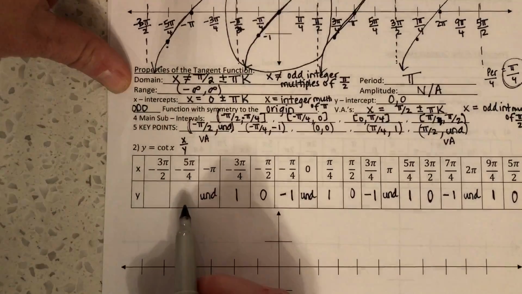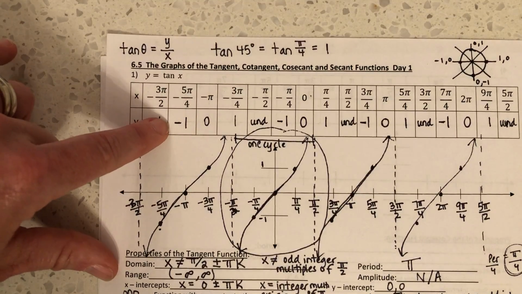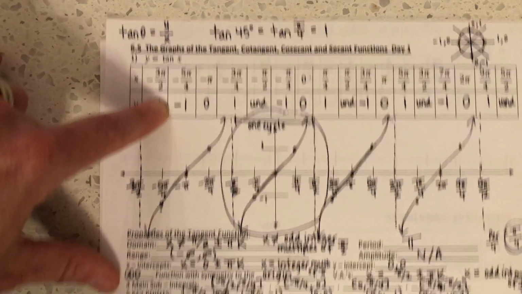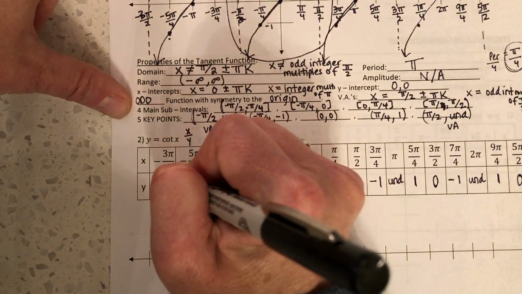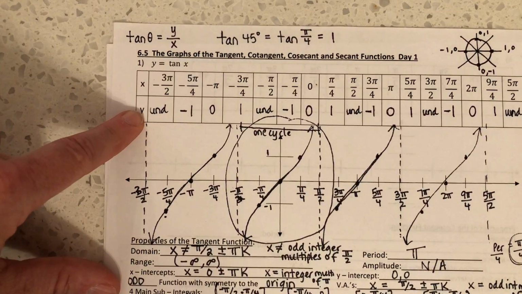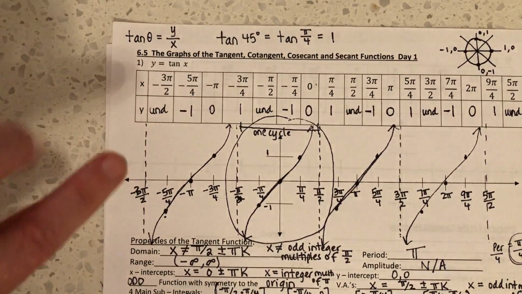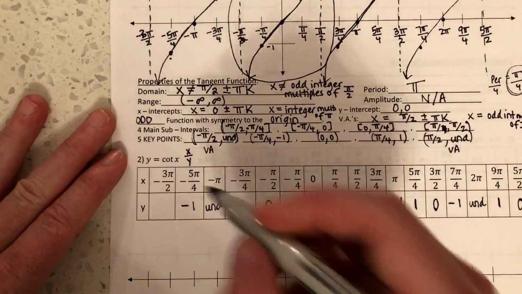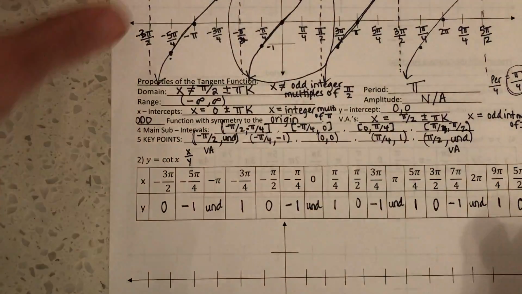Okay, when negative 5 pi over 4 goes into the cotangent, the reciprocal of negative 1 will come out, which is negative 1. And then when negative 3 pi over 2 goes in, the reciprocal of undefined will come out, and the reciprocal of undefined is 0. Okay, all right, let's plot our x-axis.